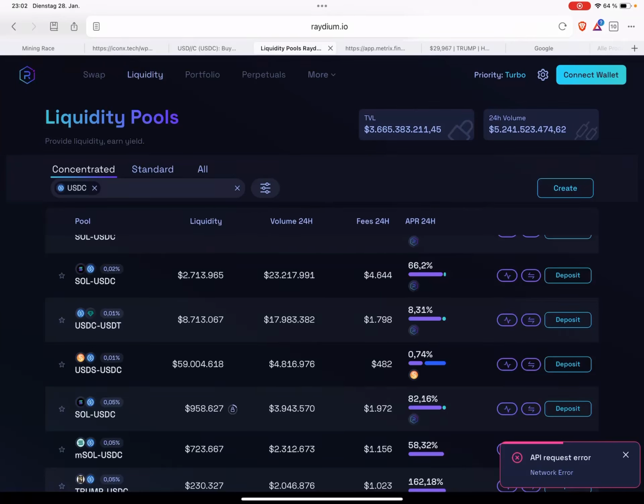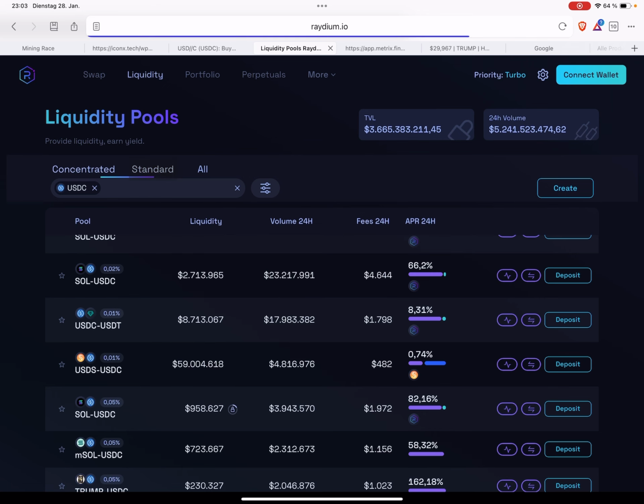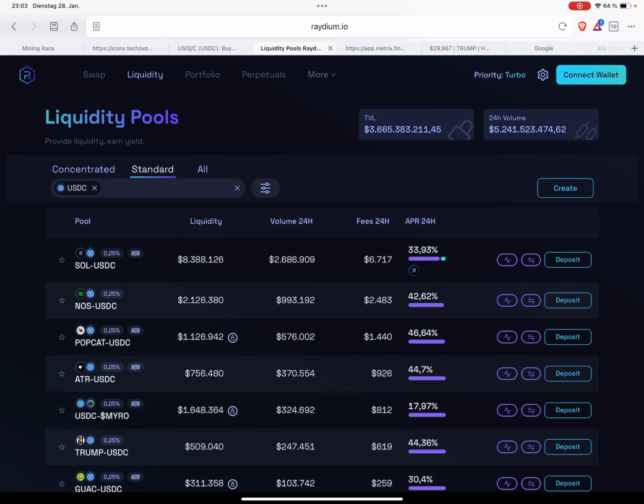When you go to a decentralized exchange and you want to provide liquidity to earn a yield, you have to make a decision. And the most important decision is whether you want to provide your liquidity as concentrated liquidity or as standard liquidity. In this example, we see the Raydium decentralized exchange on the Solana blockchain, and we want to look at the pair of SOL and USDC.